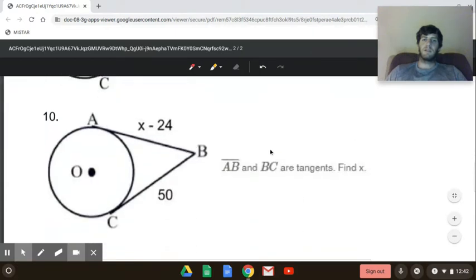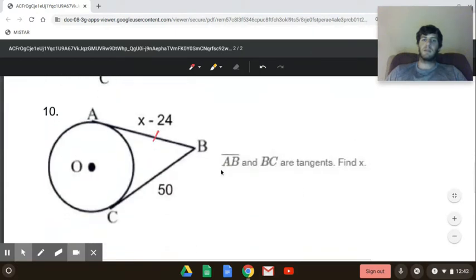Down here, again, AB and BC are tangents. So AB and BC are congruent, so we can do X minus 24 equals 50. And then you can just add 24 to both sides, so X is going to be equal to 74. Pretty straightforward.